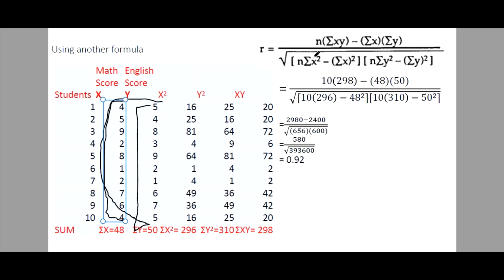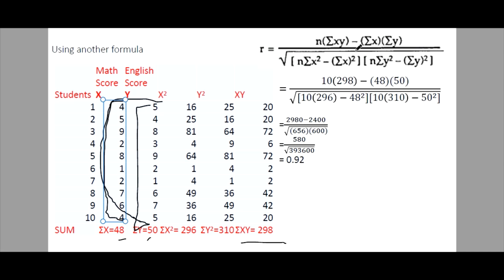And now we're ready to substitute. So n is 10 because there are 10 students. Summation of xy, so here we have 298 minus the product of these two sums. Summation of x is 48, summation of y is 50.